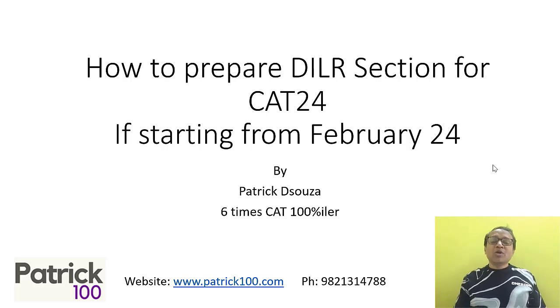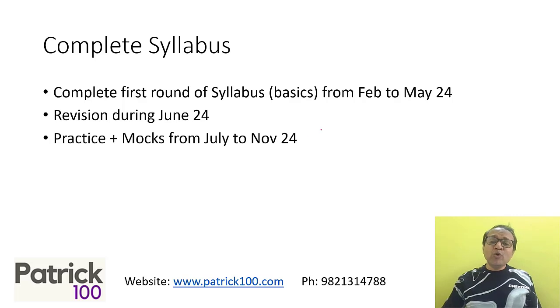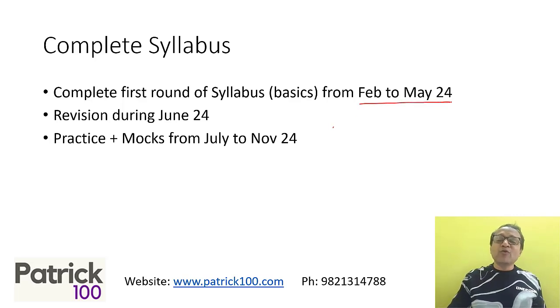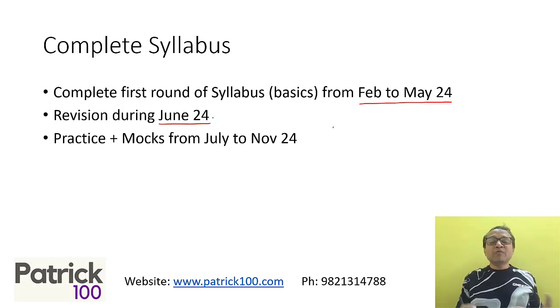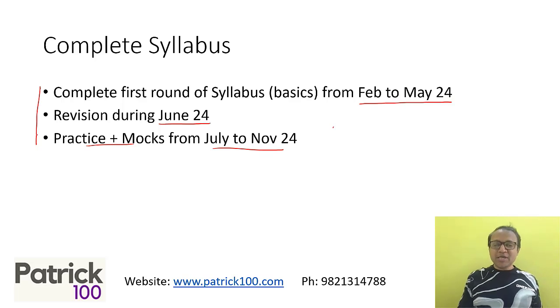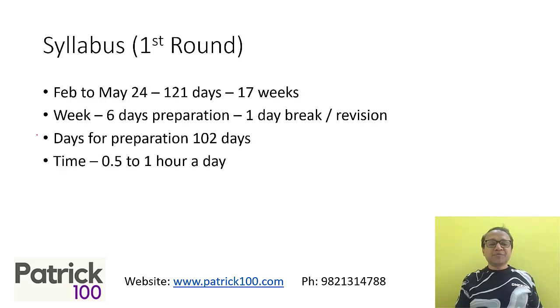What to do? So broadly, we said that you need to try to complete the syllabus by May 24. So February to May 24, 4 months, try to complete the syllabus. Also do 1 month of revision. During the month of June, focus on revision. So 4 months to complete the syllabus, 1 month for revision. And then maybe from July to November, focus on practice plus mocks. These are the broad areas of how to complete your syllabus. So Feb to May, syllabus, revision and practice.